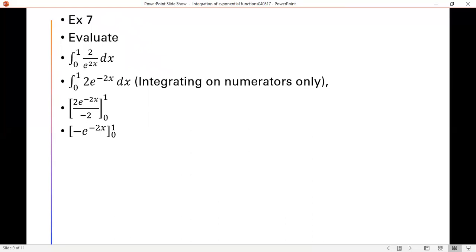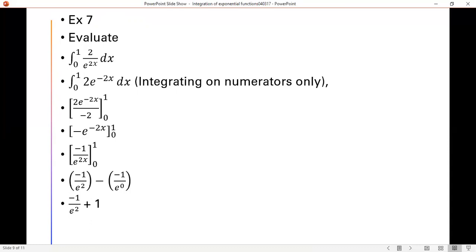So integration is over. Now, you replace x by 1, and then subtract, replace x by 0. Here you have to bring e to the power of minus 2x to the denominator, so it's minus 1 upon e to the power of 2x. So replace x by 1, subtract, replace x by 0. Now we have e to the power of 0 is 1. So minus 1 upon 1 is minus 1, but you have a minus in front, so it's plus 1. Final answer is minus 1 upon e squared plus 1.